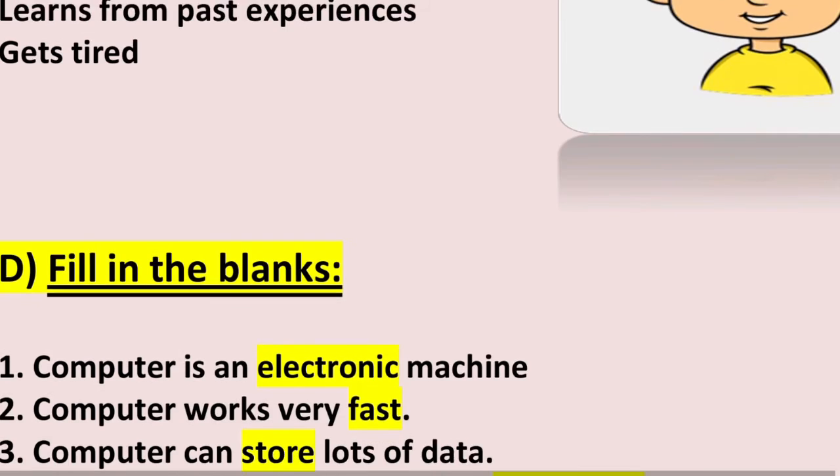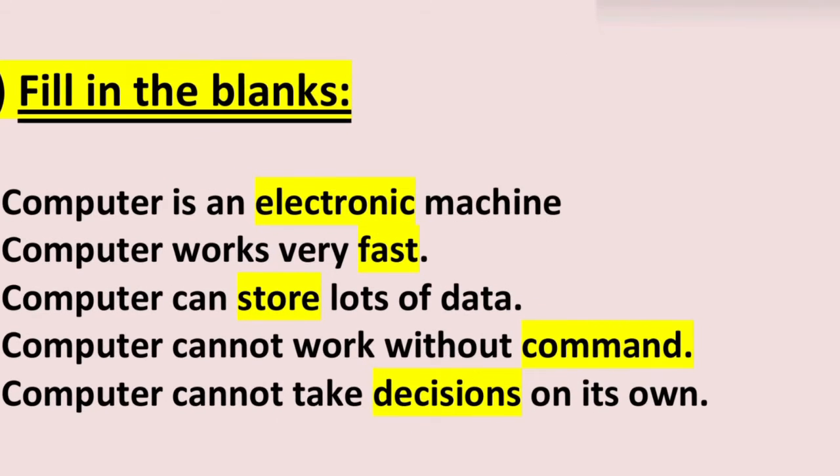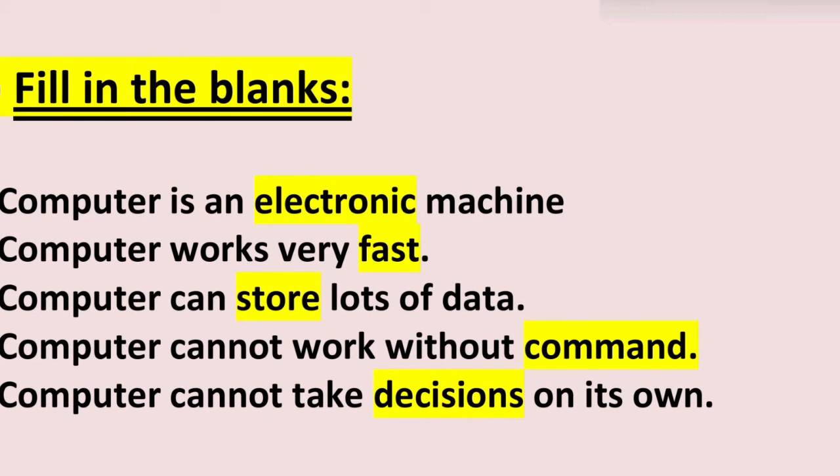Now come to the D part. Fill in the blanks. Computer is an dash machine. The correct answer is: computer is an electronic machine. Okay? It's an electronic machine. Why are we saying it electronic? Because computer works on electricity. Write down electronic.